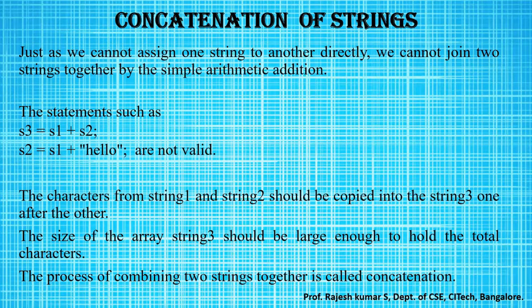In order to concatenate, what we have to do is the characters from the S1 string and the characters from the S2 string should be copied one by one inside the third string called S3. Always the destination should be large enough to hold the values present in the S1 string and S2 string. For example, if string 1 size is 10 and string 2 size is 10, then string 3 size should be 20 to hold all the characters present in S1 and S2. So it is always advised to keep the destination string, that is S3, with a larger size. The process of combining the S1 string and S2 string is called concatenation.